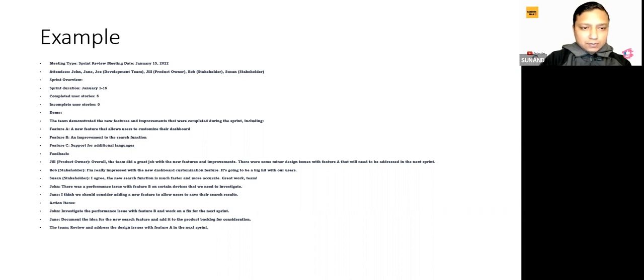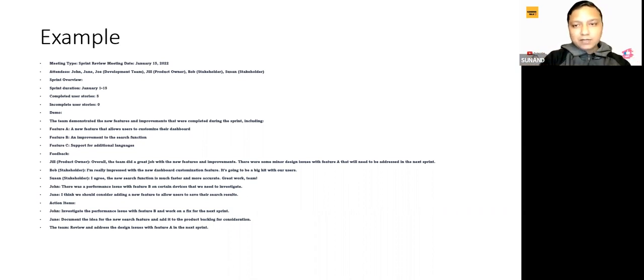So you can see that the PO has said that overall the team did a great job with the new features and improvements. There are some minor design issues with feature A that will need to be addressed in the next sprint. Stakeholder Bob: I am really impressed with the new dashboard customization feature. It is going to be a big hit with our users. Stakeholder Suzanne: I agree, the new search function is much faster and more accurate. Great work, team. So like this, whatever has been said in that particular sprint review meeting, you can capture and jot down those highlights over here, right?